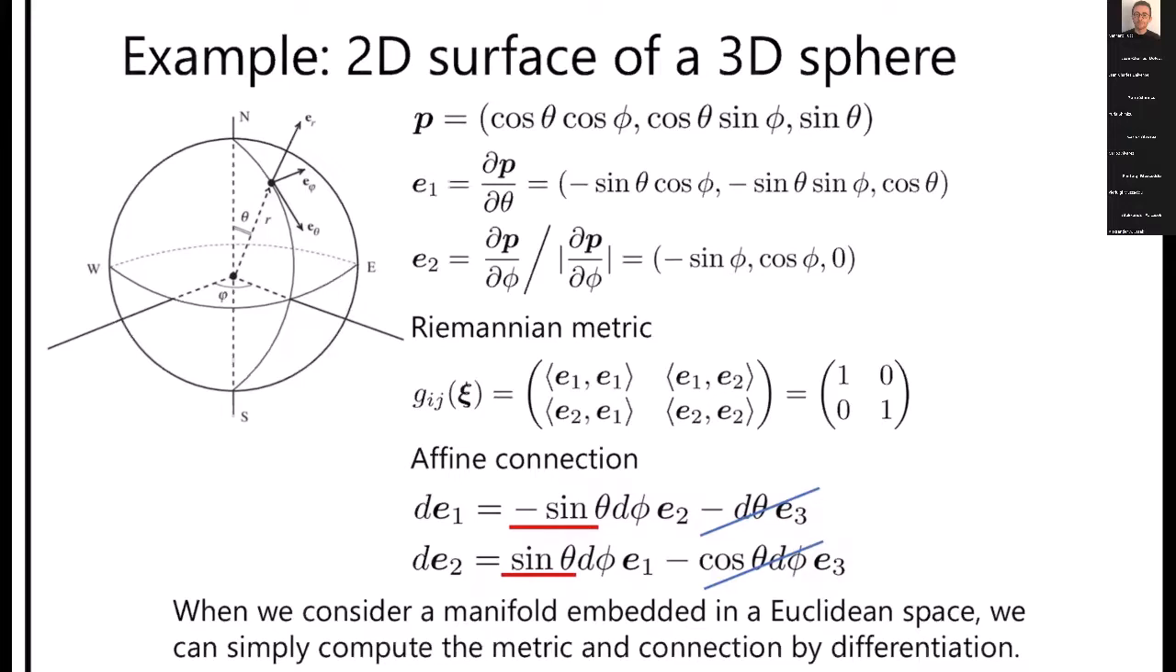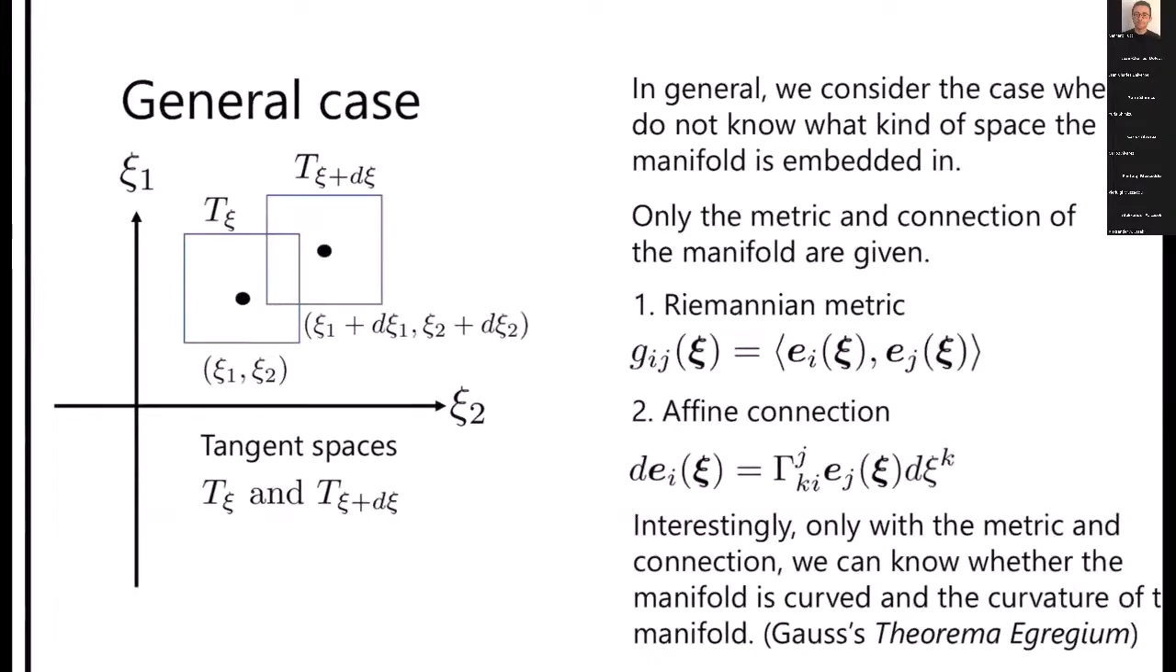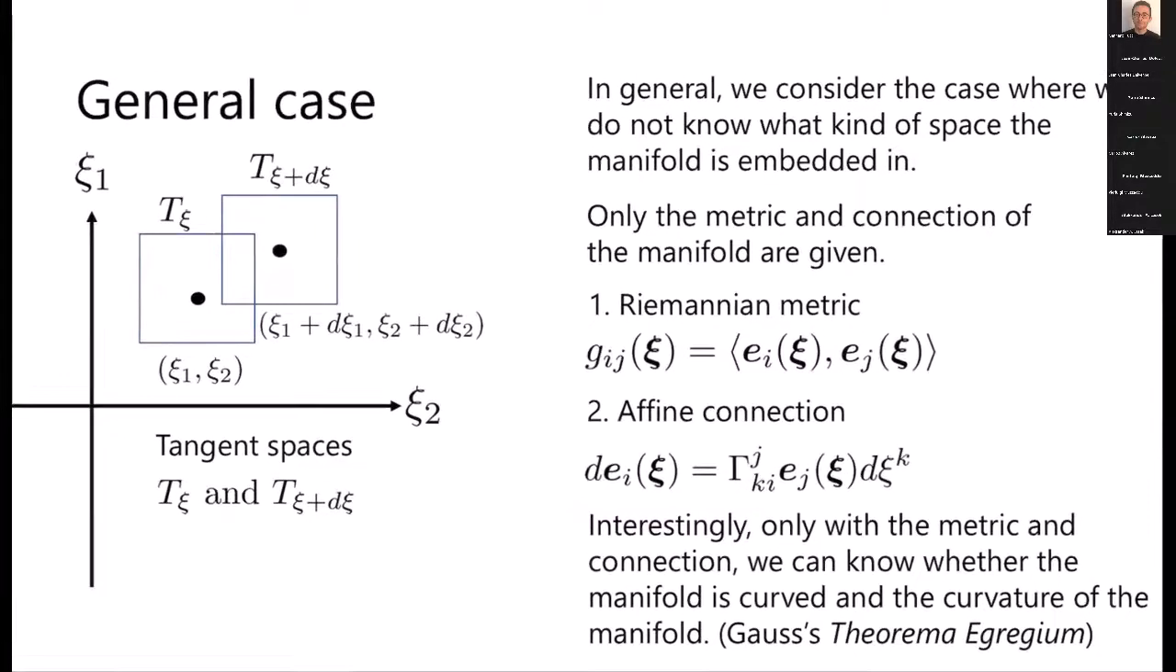So again, when we consider a manifold embedded in Euclidean space, we can simply compute the metric and the connection by differentiation. But in the more general case, we consider the case where we basically do not know what kind of space the manifold is embedded in, and only the metric and the connection of the manifold are given. That's the situation we are dealing with.